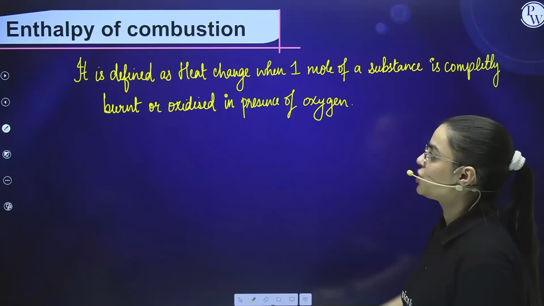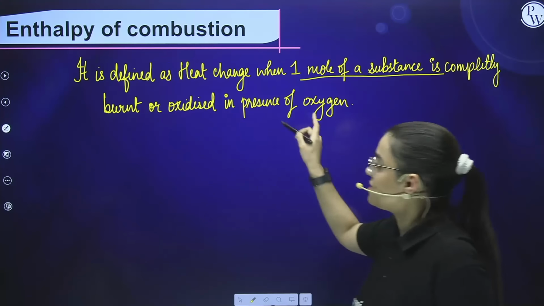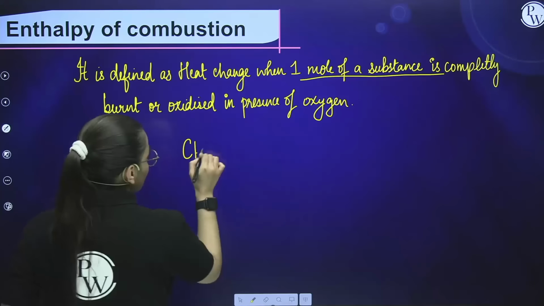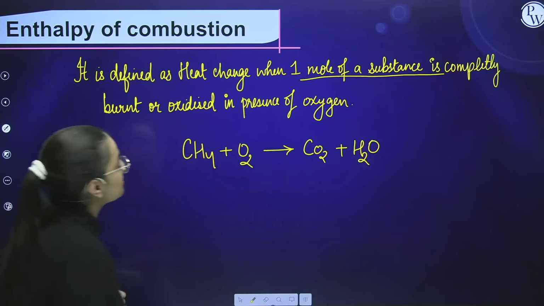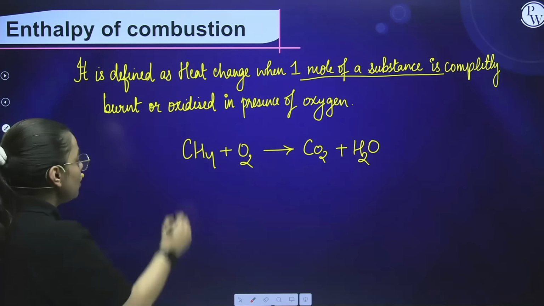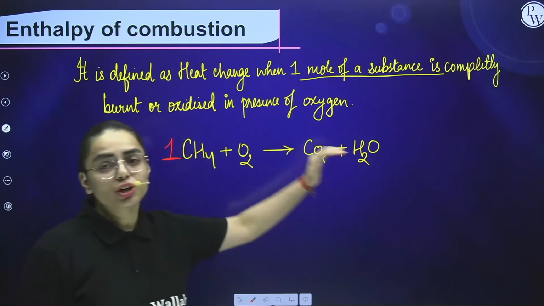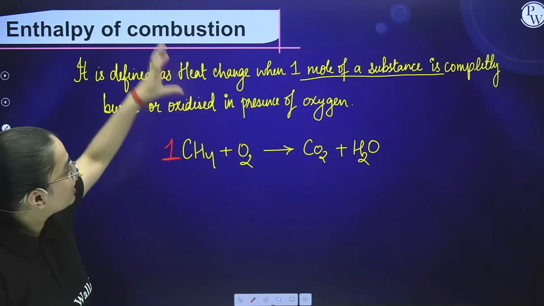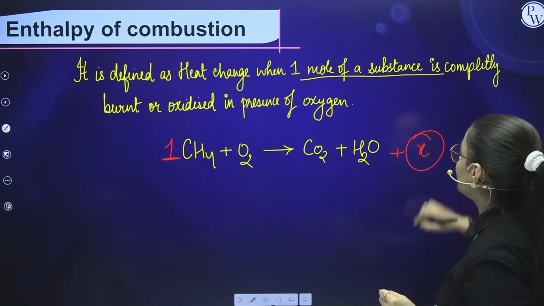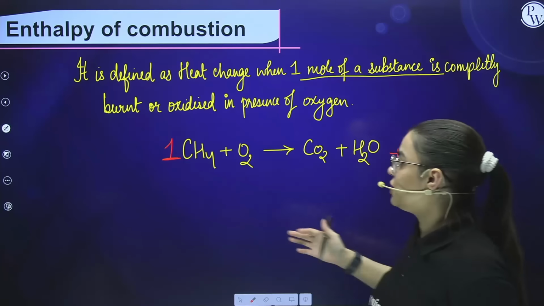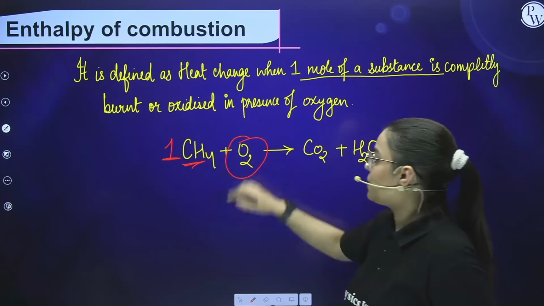Now, students, comes the enthalpy of combustion. It is defined as the heat change when 1 mole of a substance is completely burnt or oxidized in the presence of oxygen. For example, if I am taking CH4, in the presence of oxygen, it converts into CO2 and water. So what is the enthalpy of combustion? Over here you need to find out that always 1 mole will be present. When you have been given, for example, 6CH4 plus 6O2, you have to divide all of them, and you need at least 1 mole. Then only this definition will be accurate. And here the heat change which is occurring is known as the enthalpy of combustion. So what would be the definition? It is defined as the heat change when 1 mole of a substance is completely burnt or oxidized in the presence of oxygen. Is it clear?